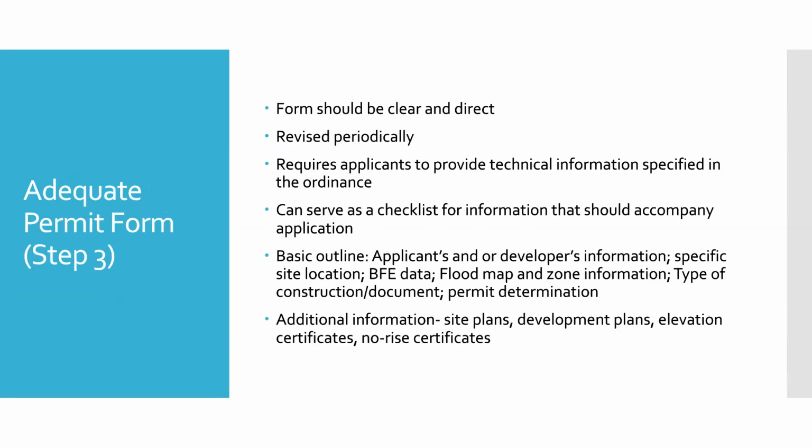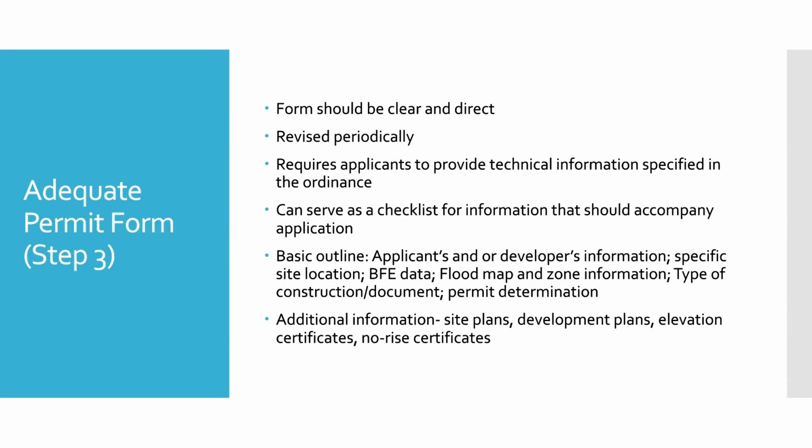So step 3 is an adequate permit form. You want to make sure that your permit form is as clear and direct as possible, and that it's being kept updated. A good permit form will serve as a checklist for information that should accompany the application and have specific instructions for your applicants so that they know what's going to be required of them. I'll be repeating that a bit throughout the entire presentation, but having that checklist function is really important.